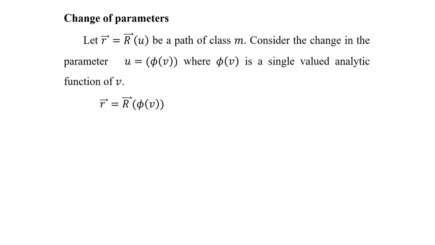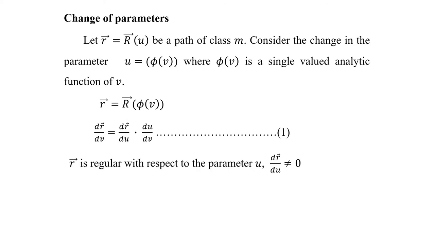So now let us take R vector equal to R of u, and this may be written R vector equal to R vector of pi of v. Now we differentiate partially with respect to v, because v is an independent variable. So dr by dv equals dr by du into du by dv. We know u is a single valued analytic function of v. So R is regular with respect to the parameter u, and therefore dr by du is non-zero.